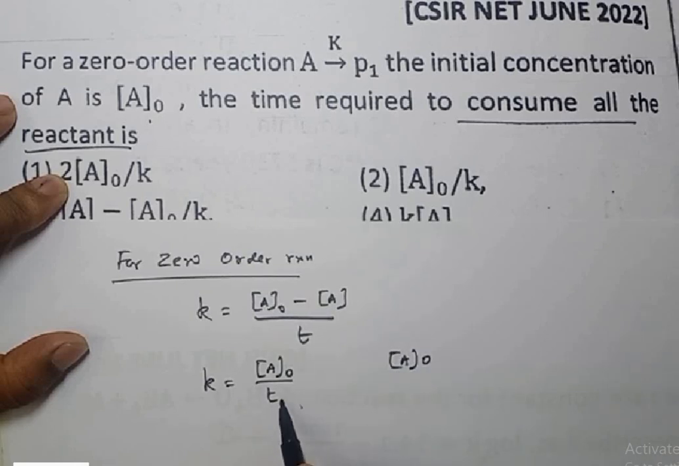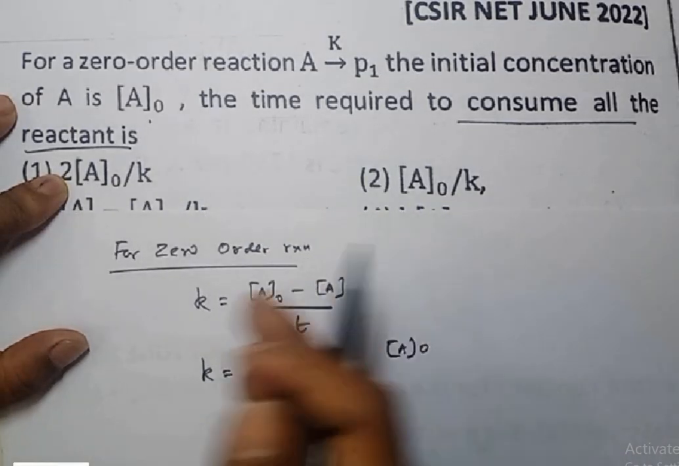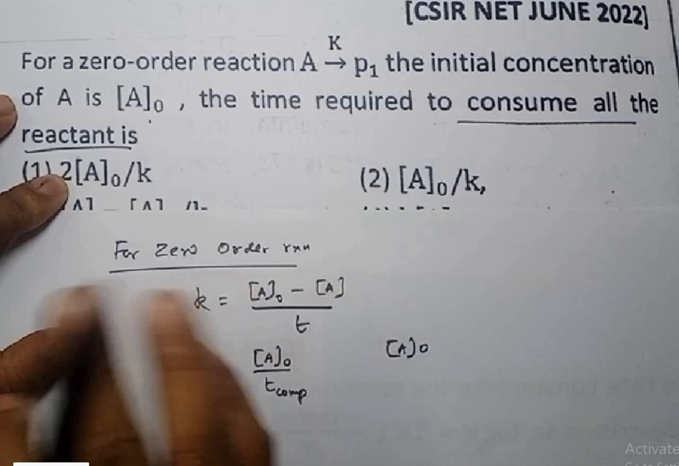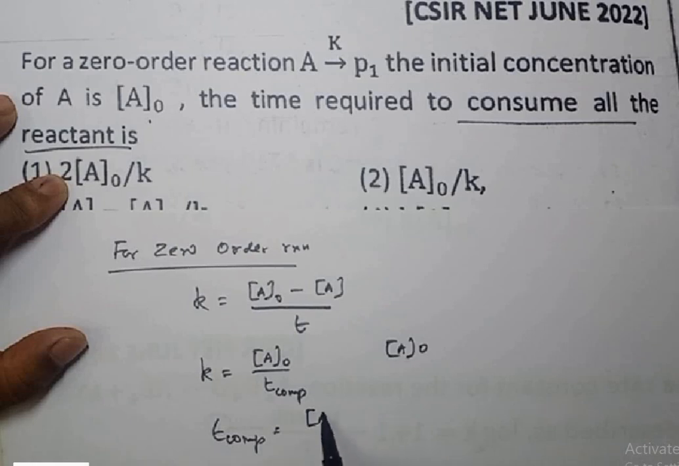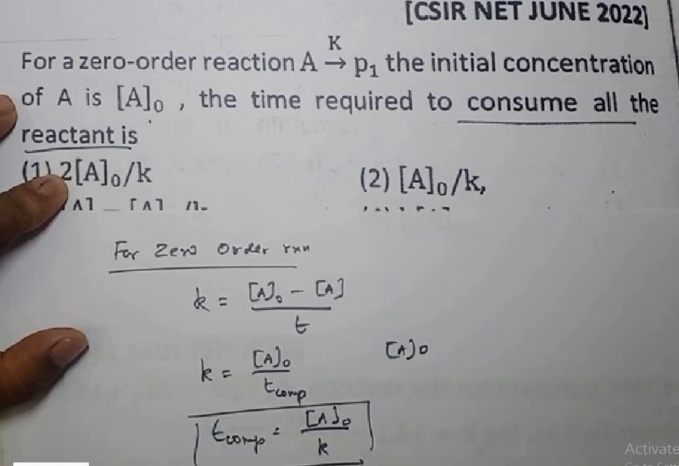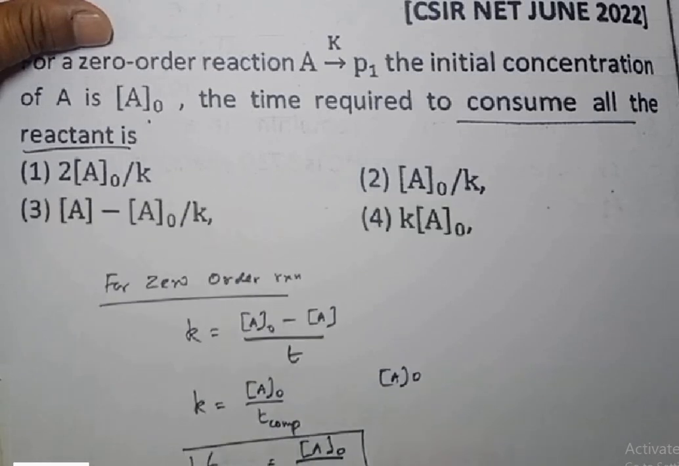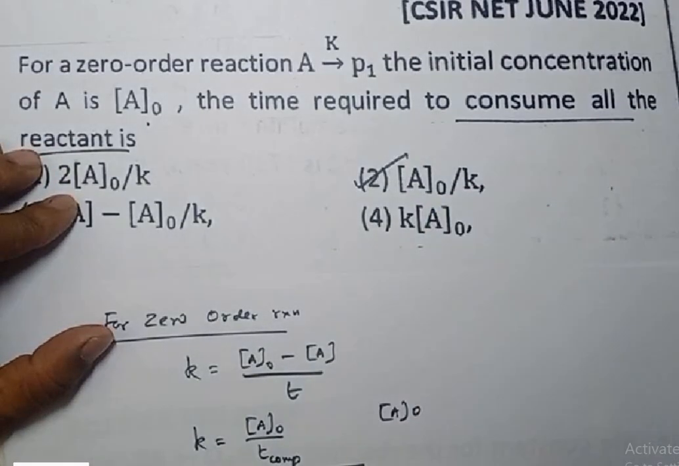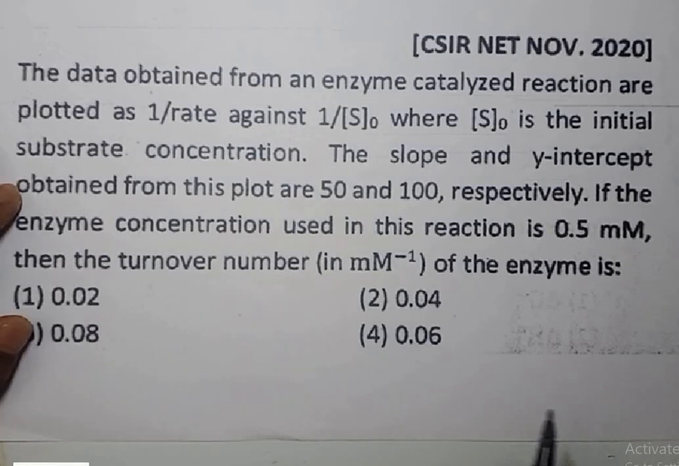So this is the time for completion, because when A is completely consumed, no more reaction takes place. So it is called time of completion. What is the time of completion? Time of completion equals A naught by K. I have given this formula already while discussing the zero order reaction. Anyway, just keep this in mind. So the correct option for this question is option 2. Take 2.